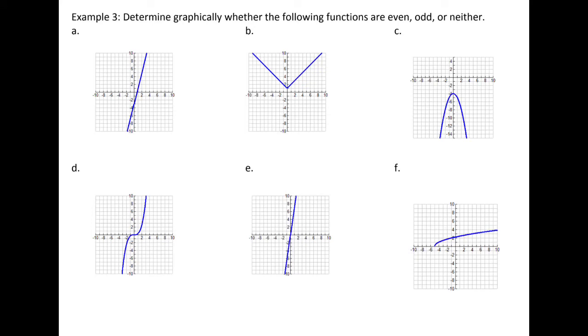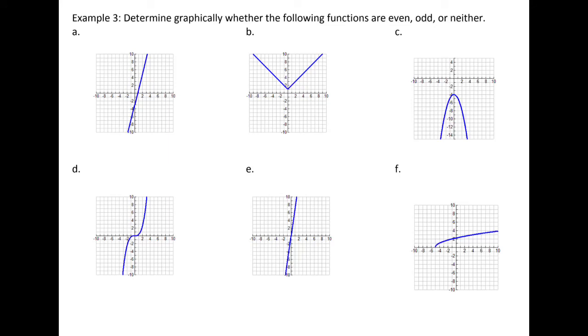Example 3. Determine graphically whether the following functions are even, odd, or neither. Remember, even is symmetrical around the y-axis, odd has rotational symmetry, and neither is not even and not odd. Part A. This graph looks like it has rotational symmetry. Let's use a point to check. Here, the point is at 2, 5. If it is an odd function, then the point -2 and -5 needs to be on the graph. As you can see, -2 and -5 is not on the graph. Therefore, this is neither.